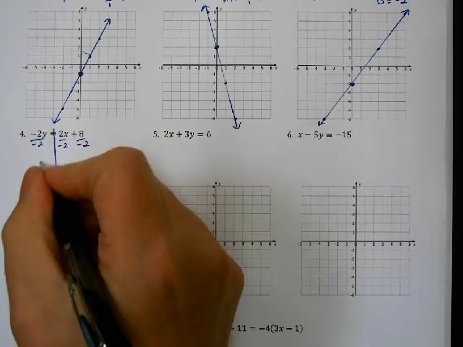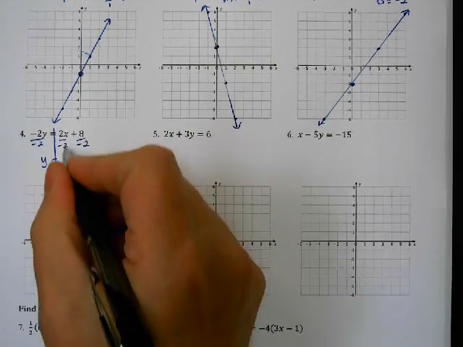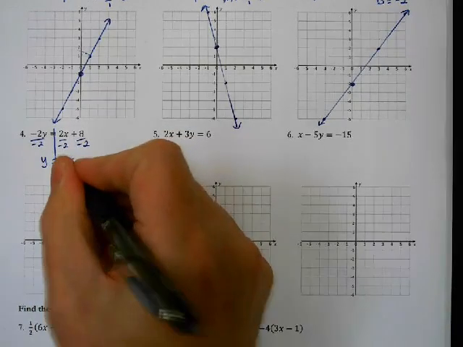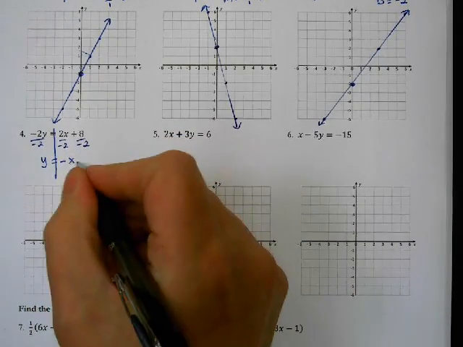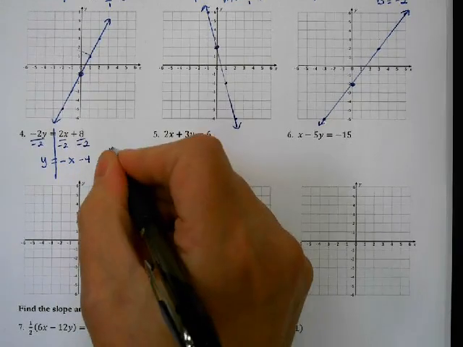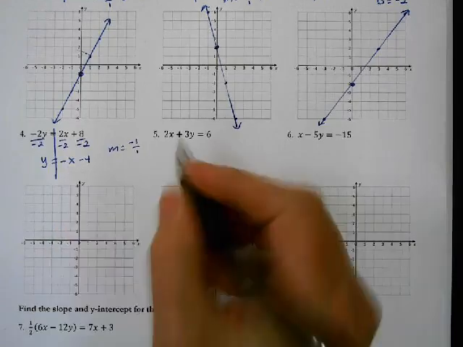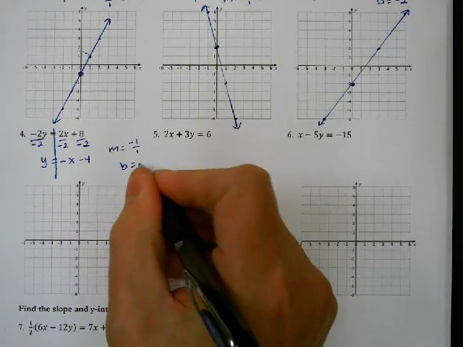So we end up with y equals 2 divided by negative 2 is negative 1. So we can just call this negative x. And then 8 divided by negative 2 is negative 4. So my slope, negative 1 over positive 1. That's what my slope is over here. And my y-intercept is negative 4.